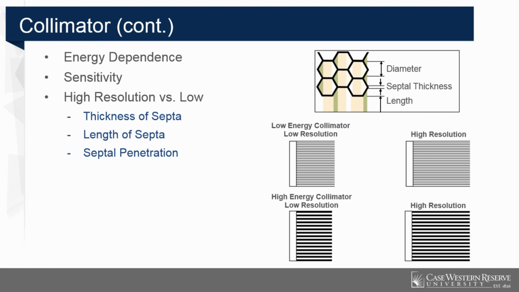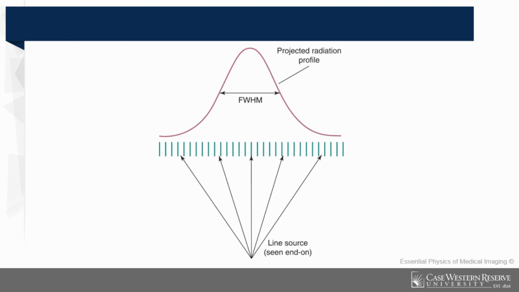Also, if you want higher resolution, you need those long collimators. Going through the long holes, you further ensure that only those photons parallel to the holes will go through. It will make more sense as we go through. One example here.